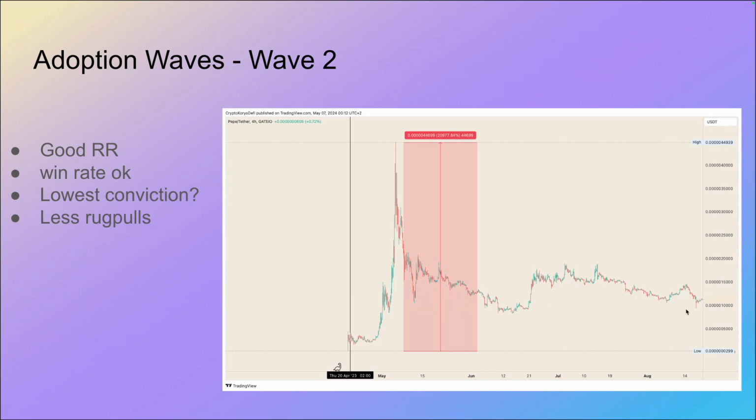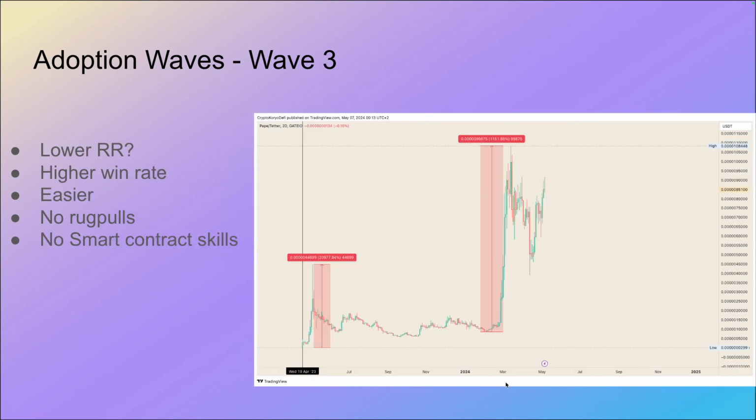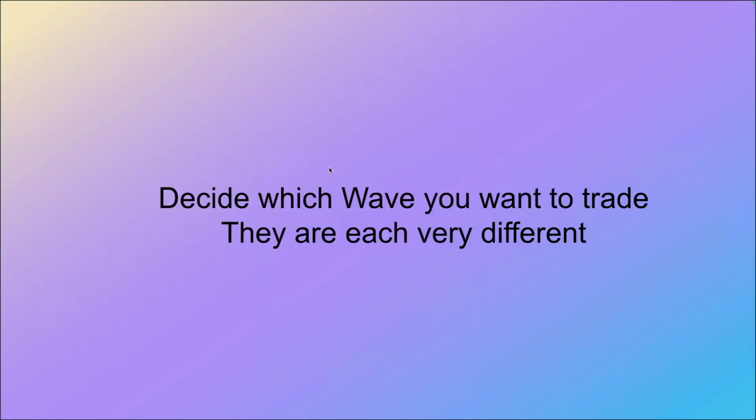Wave three happened 2-3 months ago in Q1, and you can see how crazy this wave three was. Now let me come back to talk about waves, because as a meme coin trader, you have to decide which wave you want to trade, because each of them requires very different skill sets. Okay, let me go backwards actually.